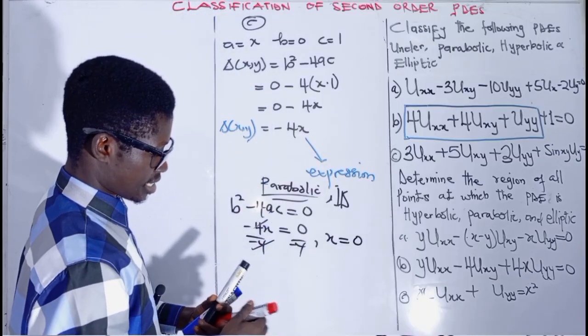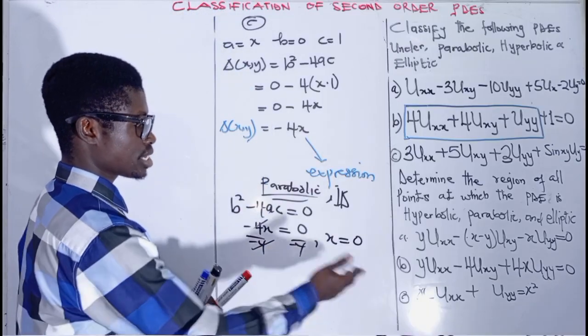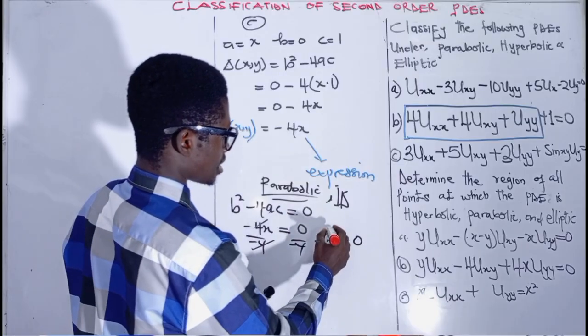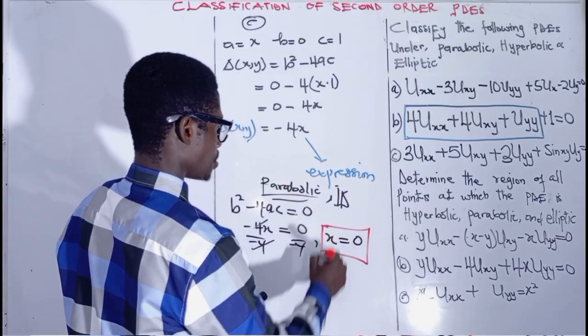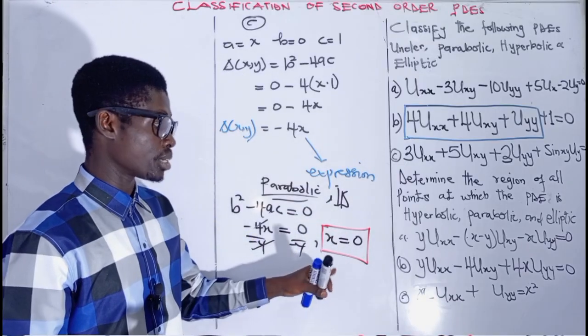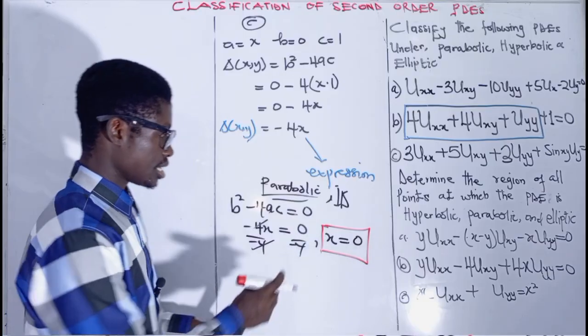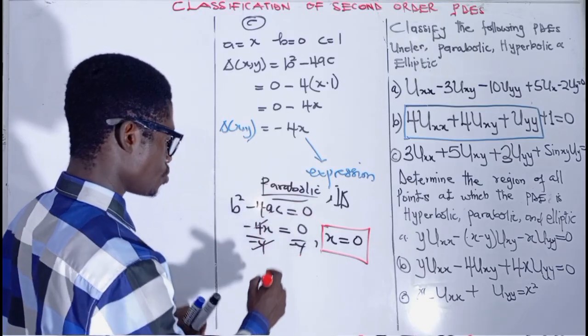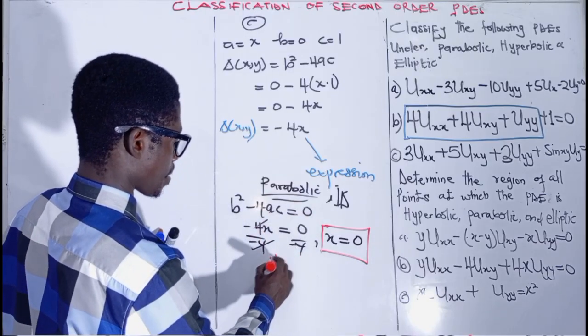So it means that the equation is parabolic if x is equal to 0. So we have our first one. The equation is parabolic if x is equal to 0. Now that we are done with the parabolic, we move on to the hyperbolic.